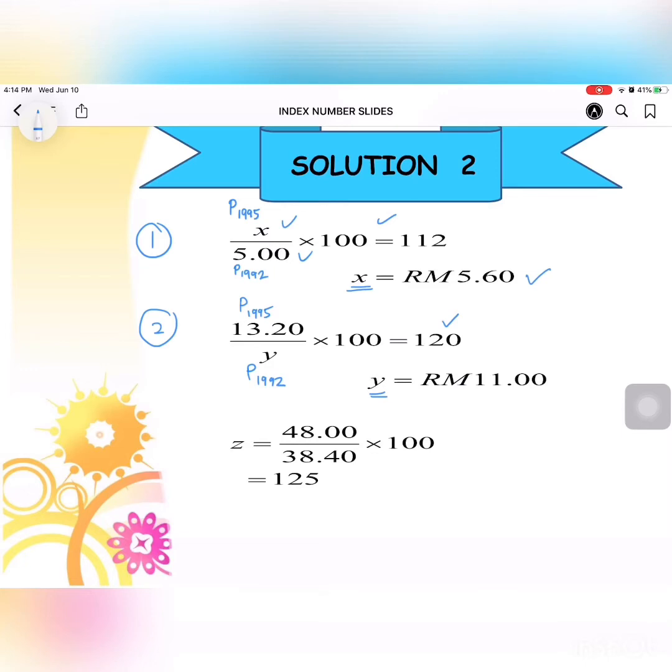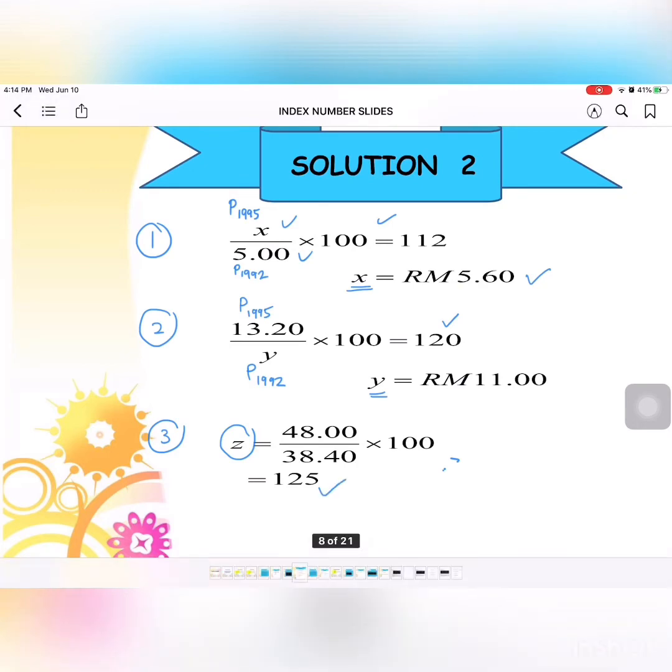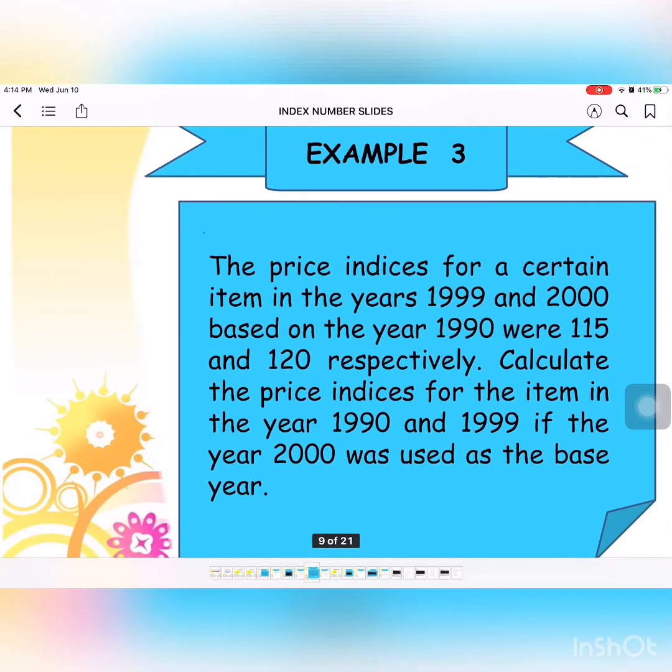And for the last one, you don't have the price index. What you need to do is find the price index, slot it into the formula, and you'll get the answer. Okay? As easy as that. Don't you think this is easy? Easy, right? Okay. Let's go to the third question.